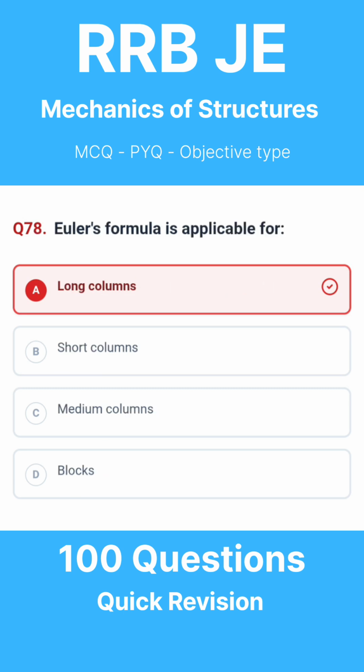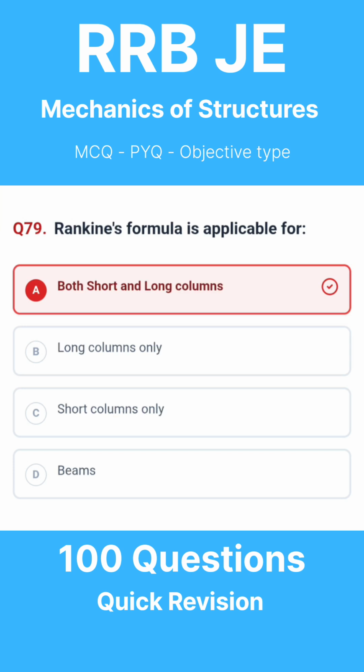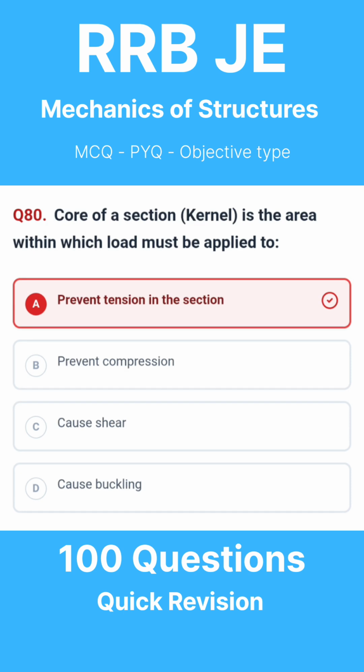Question 78. Euler's formula is applicable for: the correct answer is long columns. Question 79. Rankine's formula is applicable for: the correct answer is both short and long columns. Question 80. Core or kernel of a section is the area within which load must be applied to: the correct answer is prevent tension in the section.